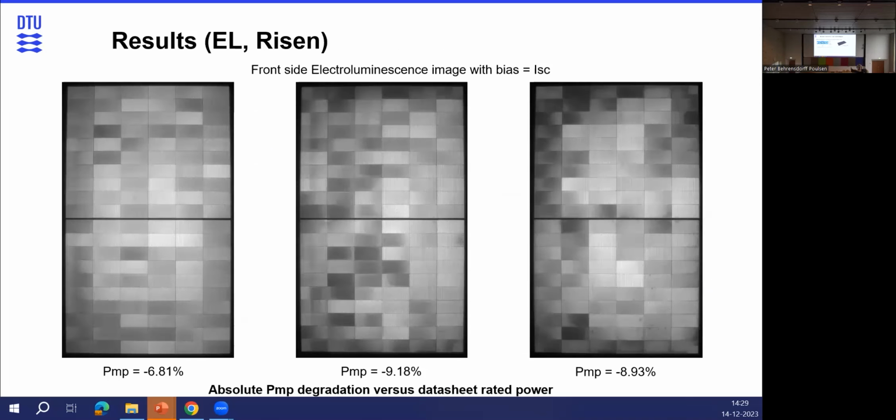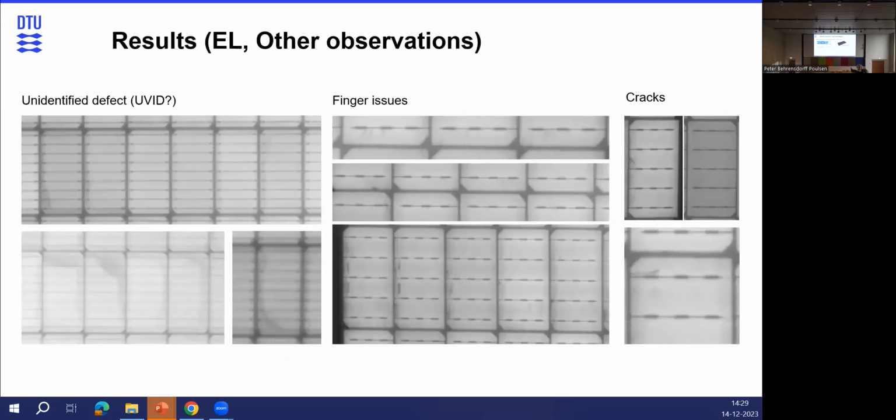And from our investigation, it was both on the front side, but mostly on the rear side. We could see up to 50% degradation on the rear side. Initially, we thought it was PID. Now we are not so sure anymore. It could be a new degradation mode, some type of light-induced degradation or UV-induced degradation.